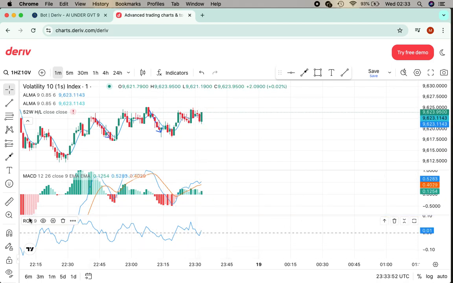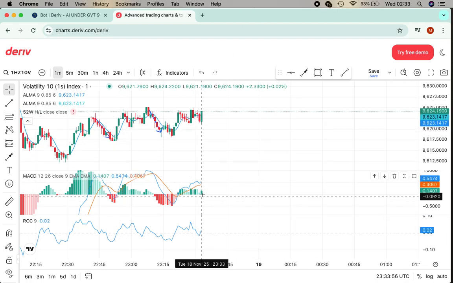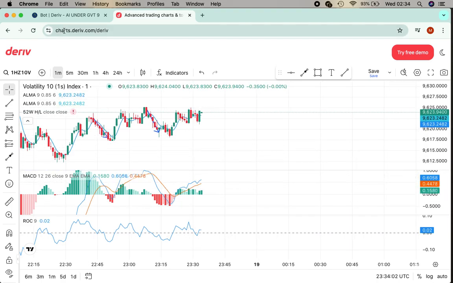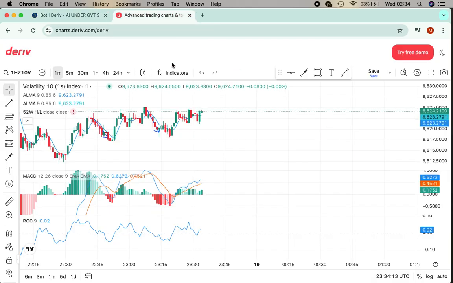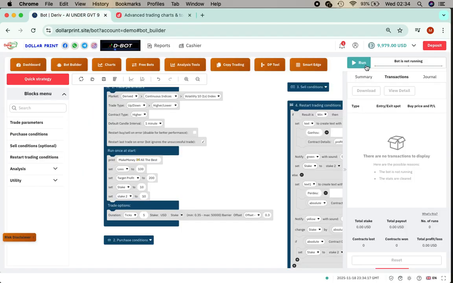As you can see, the ROC indicator is already above 0.0 and the market is going up, but the MACD is also producing these strong green histograms. So you can also go and change the offset to a higher value, negative 0.3. Let me go and confirm again. It's okay, the market is above a green candlestick, and run my bot.